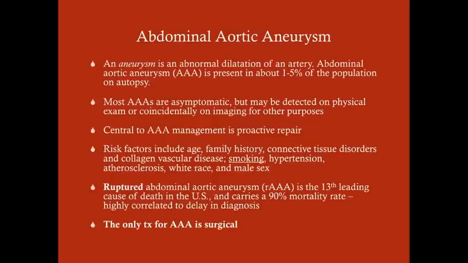Ruptured abdominal aortic aneurysm is what we don't want to happen. It's the reason that we try to detect abdominal aortic aneurysms and we manage them. But it is the 13th leading cause of death in the United States and carries with it a 90% mortality rate. And that mortality rate is highly correlated to a delay in diagnosis. About half of the patients actually die before they make it to the hospital.